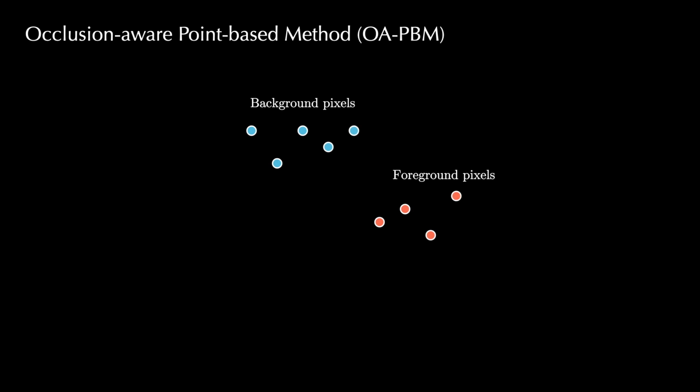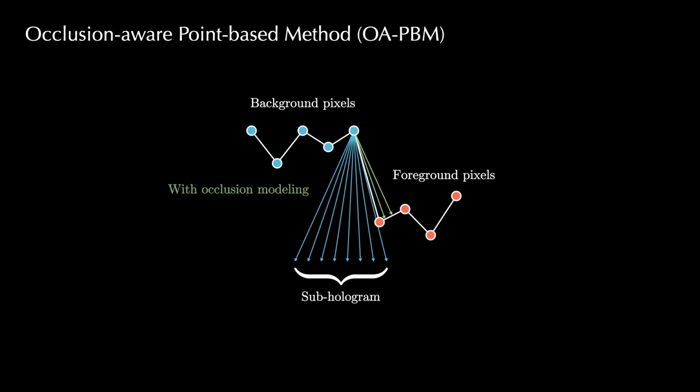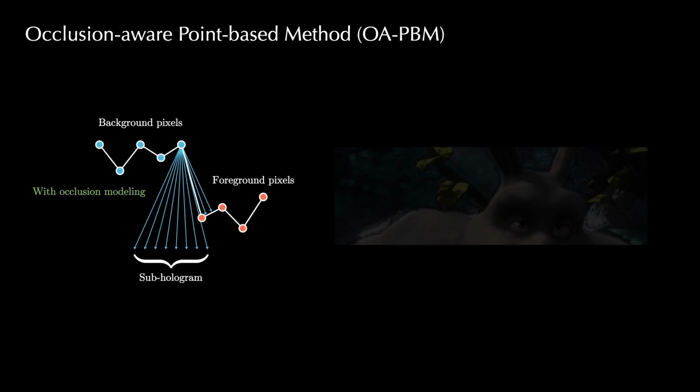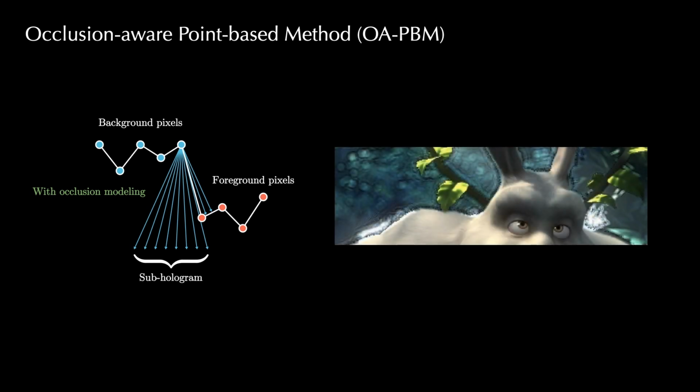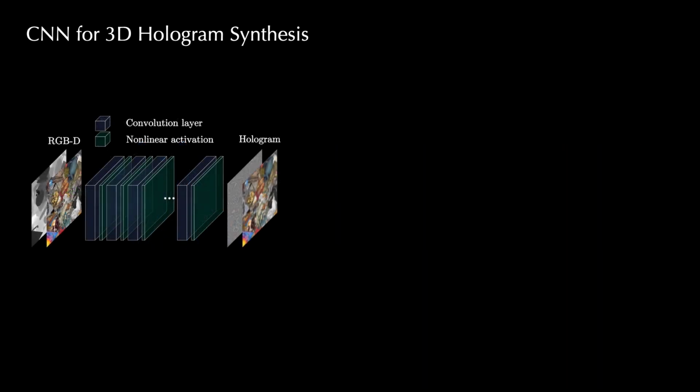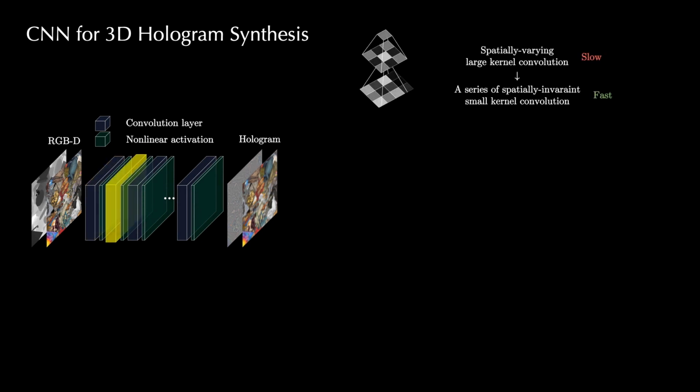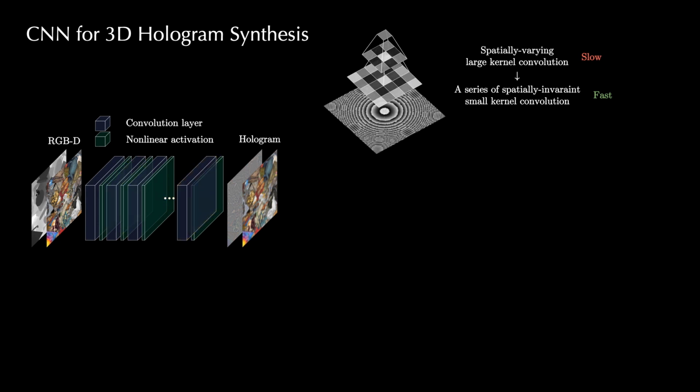We first address occlusion modeling by reconstructing a surface mesh before diffraction simulation and detecting foreground occlusion during sub-hologram calculation. This prevents background leakage and produces a clean foreground reconstruction. To accelerate computation, we learn a convolutional neural network as a proxy of the physical simulation. The CNN learns a series of small and spatially invariant convolution kernels that progressively build different subholograms, which is orders of magnitude faster than explicitly constructing and convolving them.